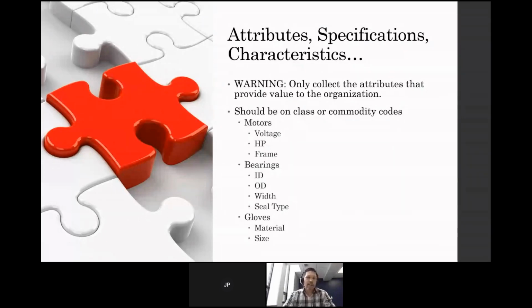The key behind this is we really only want to collect attributes that provide value to the organization, right? So for motors, we might be looking at voltage, horsepower, frame. Bearings, ID/OD with seal type, gloves, material, and size. There might be other parts like guide rails that we don't want to capture any of this. It might just be length and width, and that's it. Or we may not even capture that, and we might just leverage the OEM number because we know we're never going to purchase it from anywhere else. The requirements for attributes and specifications should be driven by generally the classification of that particular part.